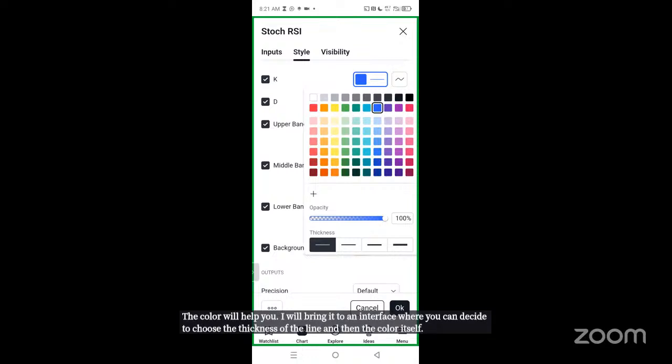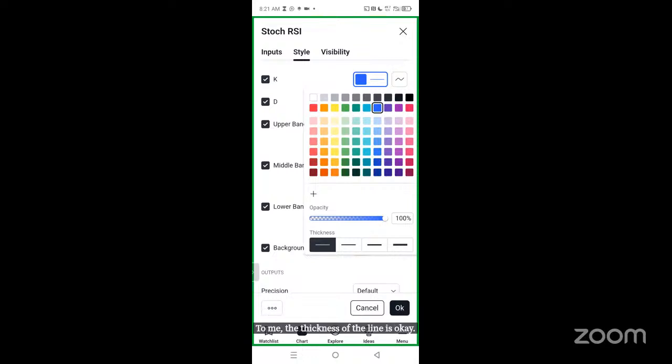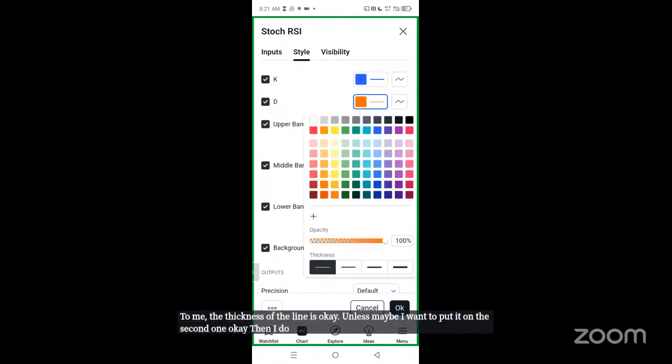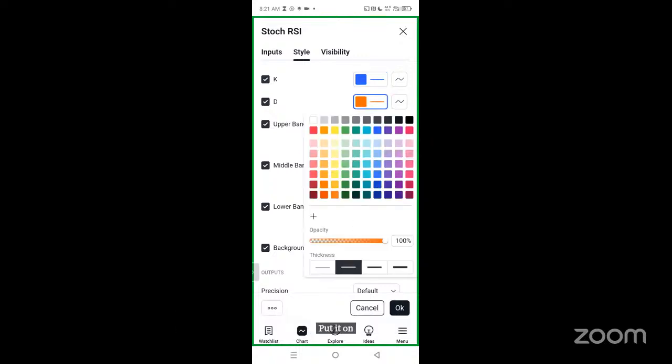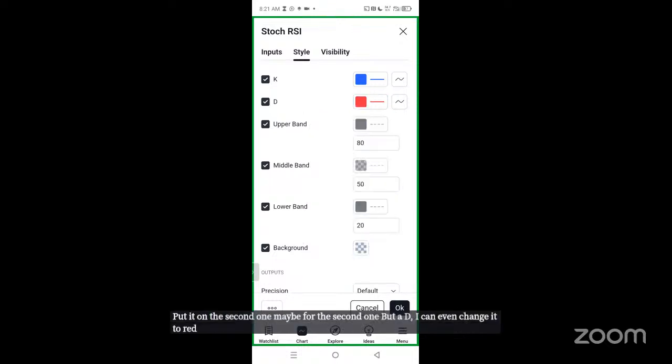To me, the thickness of the line is okay, unless maybe I want to put it on the second one, okay? Then I do the same for D, put it on the second one. For the D, I can even change it to red. Okay. Yeah, so those are the only difference.